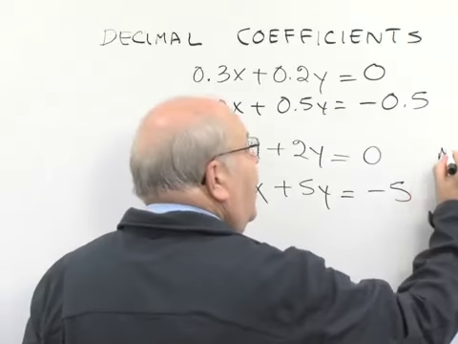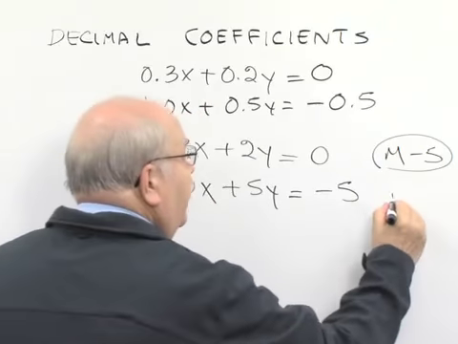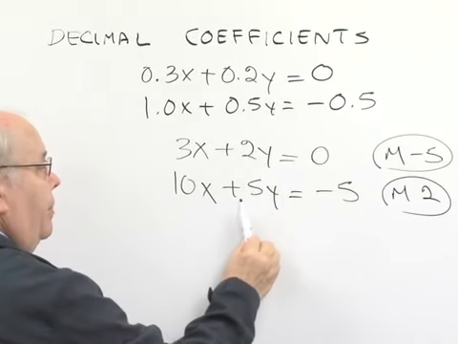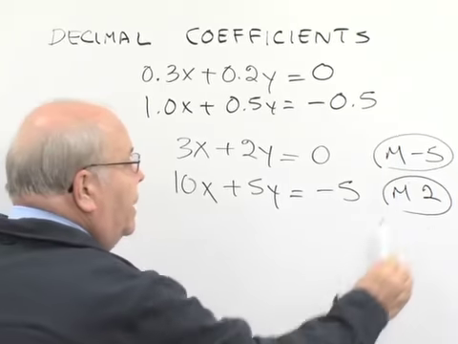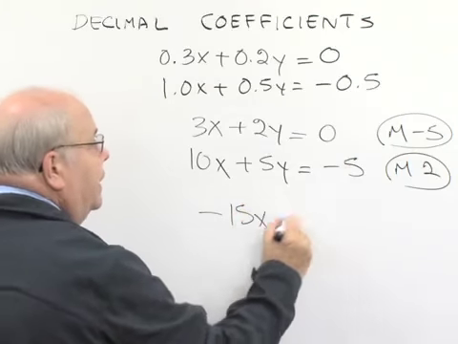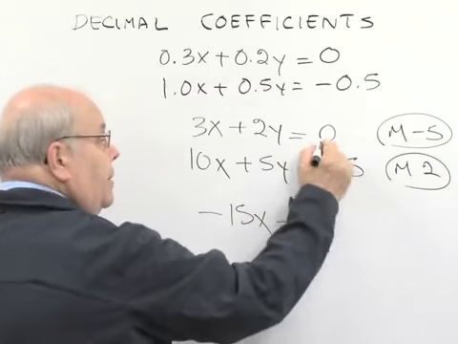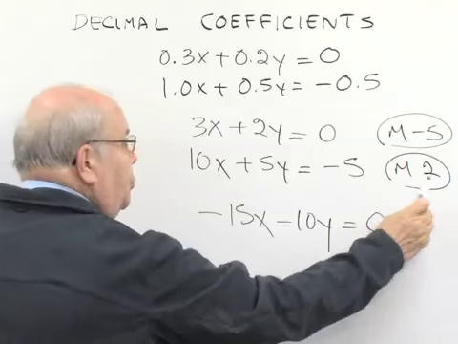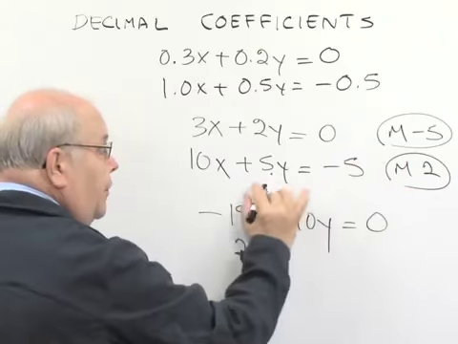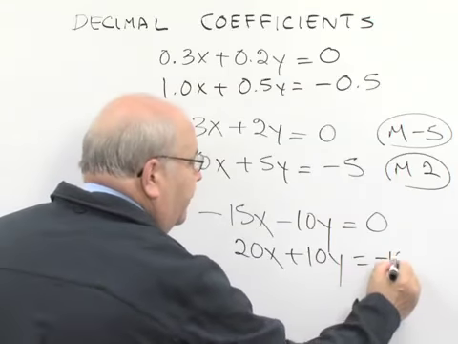If we multiply the top equation by negative 5 and we multiply the bottom equation by 2, then we will achieve the goal of having minus 10y on the top and plus 10y on the bottom. Let's work that through. Negative 5 times 3x would be negative 15x. Negative 5 times 2y is negative 10y. Negative 5 times 0, of course, is 0. 2 times 10x is 20x. 2 times 5y would give us 10y. And 2 times minus 5 would give us negative 10.